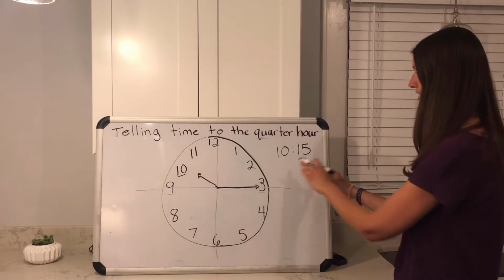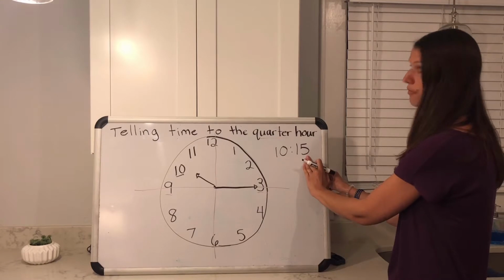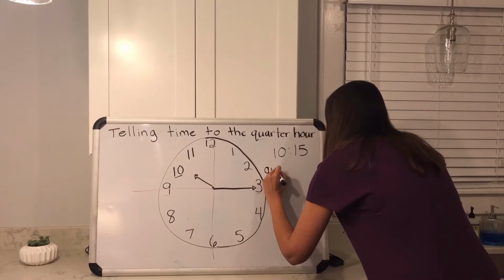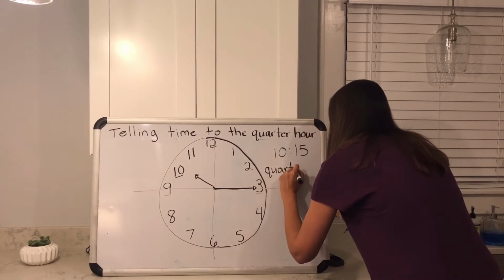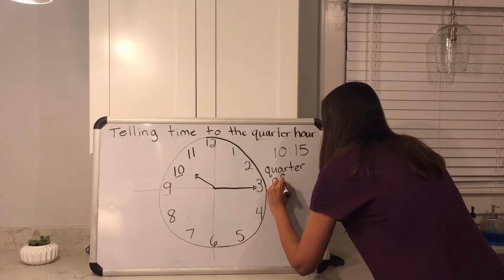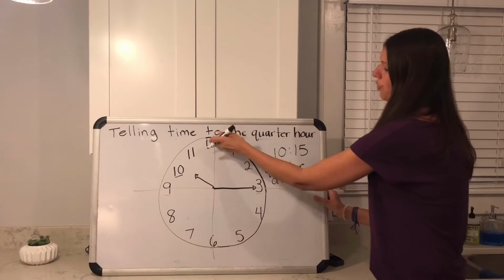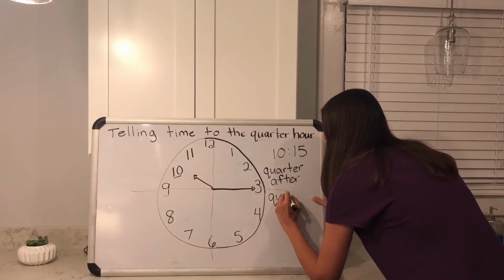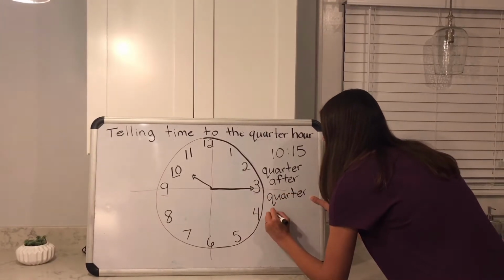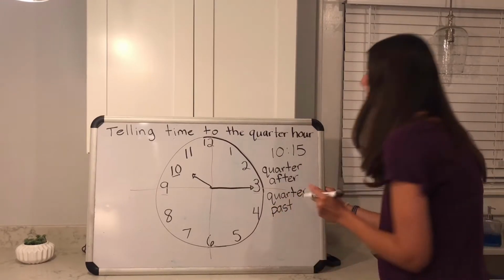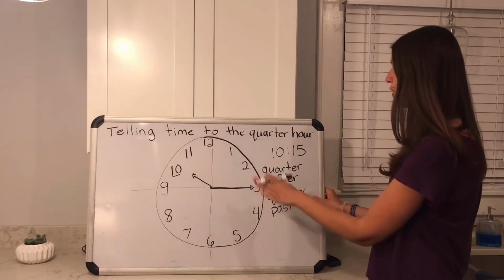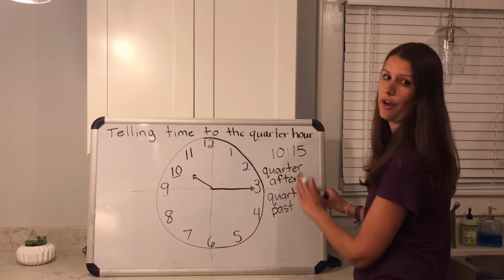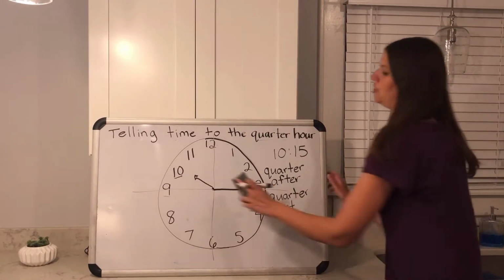Another way of saying 10:15, or any hour with 15 minutes, is quarter after, because it's a quarter of the way past the hour, or another name for it is quarter past. So I can say that the time is 10:15, or I can say it's a quarter after 10 or a quarter past 10, and all of those are correct ways to say that time. So now we're going to change it to a different time.